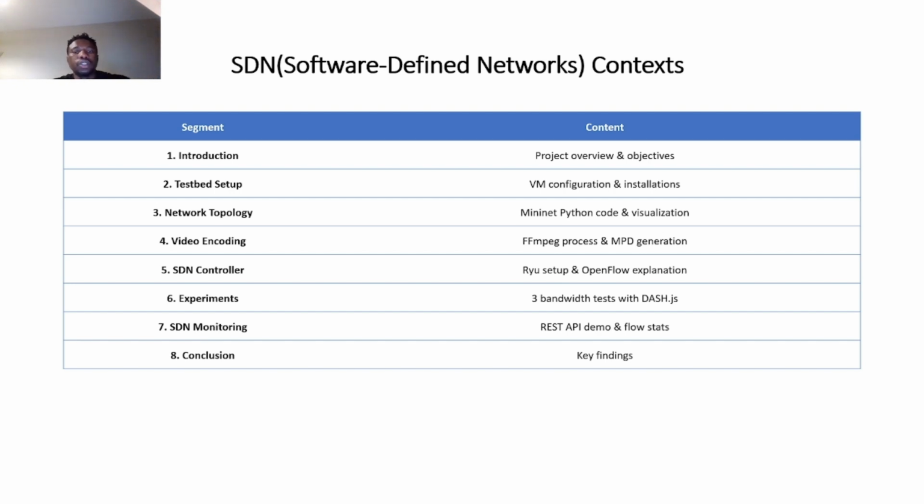First, we're going to start by introducing the project, the goal, and why this matters. Then I will walk you through how we set up our test environment, and you will see how we build the network topology using Mininet. Then we will cover how we prepare the video content for testing and how the SDN controller setup comes next, the brain of the operation. We will then dive into our actual bandwidth experiments. You will see how we monitor network performance in real time. And finally, we'll wrap up with what we discovered. We'll give you a clear view of how SDN can optimize video delivery when network conditions change.